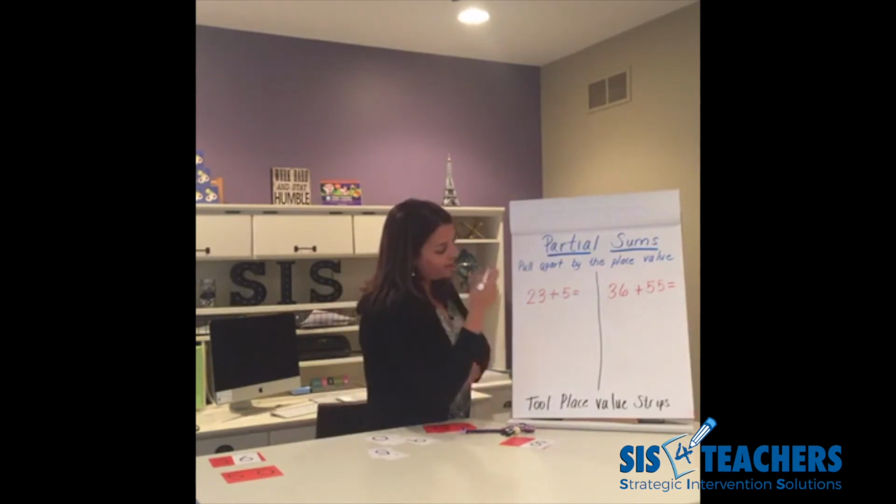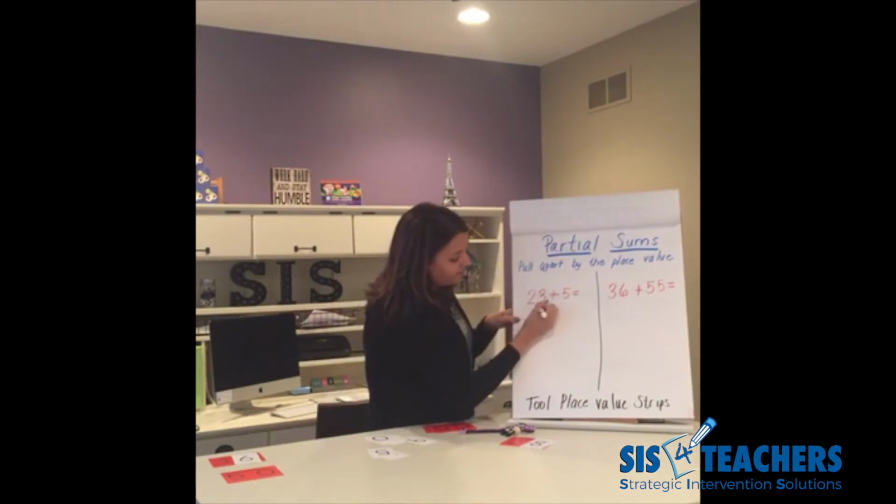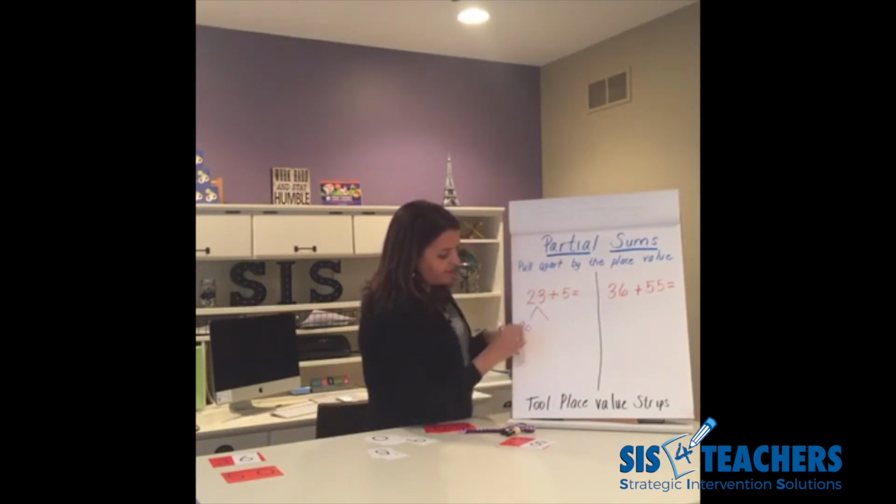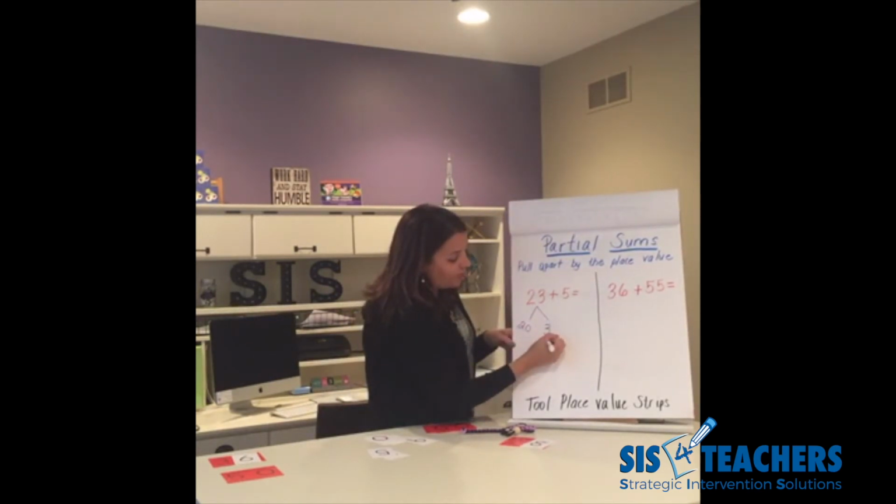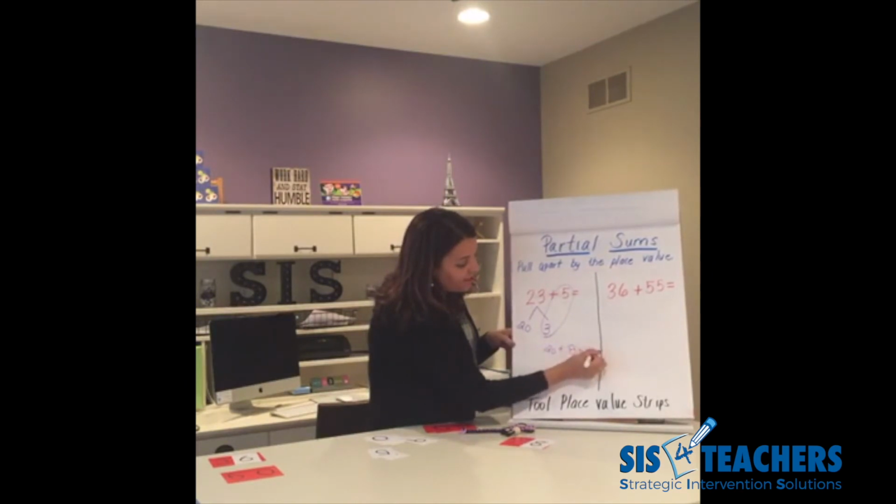Branching bonds are a way that kids can kind of show their ways as they're decomposing as they get into higher problems. So to model that, I'm going to decompose my 23 by its place value, which is 20 and 3. I know this fact here is pretty easy because it's 5 and 8. 5 and 3 is 8. So I'm going to go ahead and put my 8 and add it to my 20 to get 28.